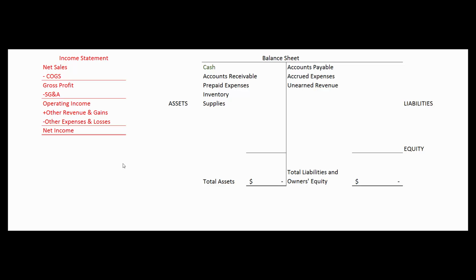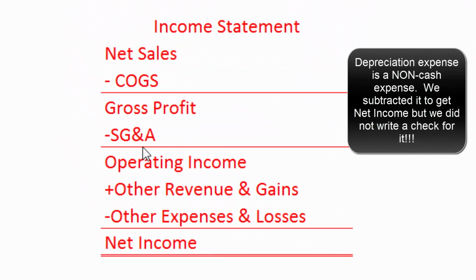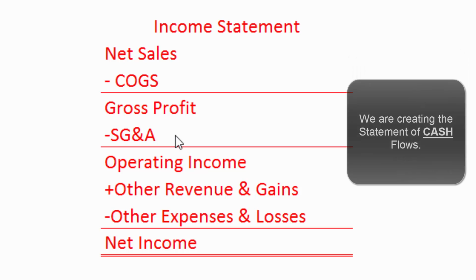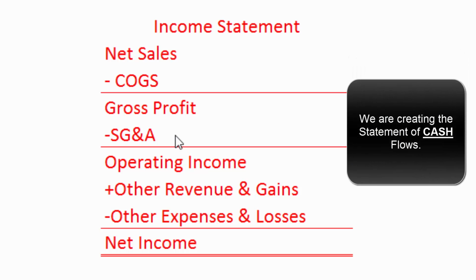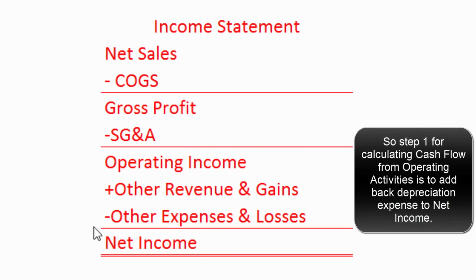For example, for the operating section, we're going to start with net income and work backwards. That's called the indirect method. Well, in here somewhere in selling, general and administrative expenses is depreciation expense. That's a non-cash expense. We don't write a check for depreciation. We just debit depreciation expense, credit accumulated depreciation. So the first thing we're going to do is add back depreciation expense to our net income number as we convert to a cash basis income statement.